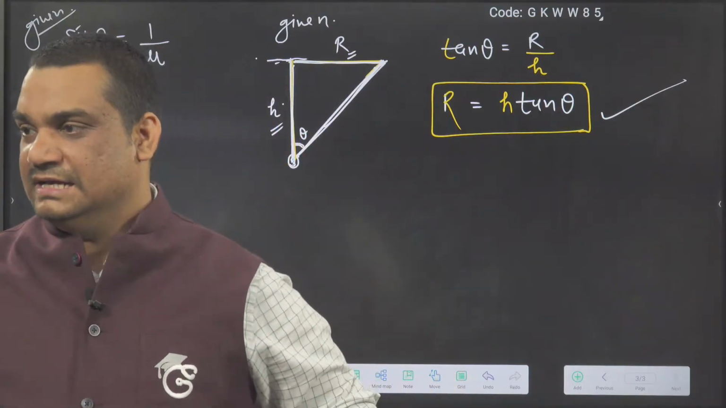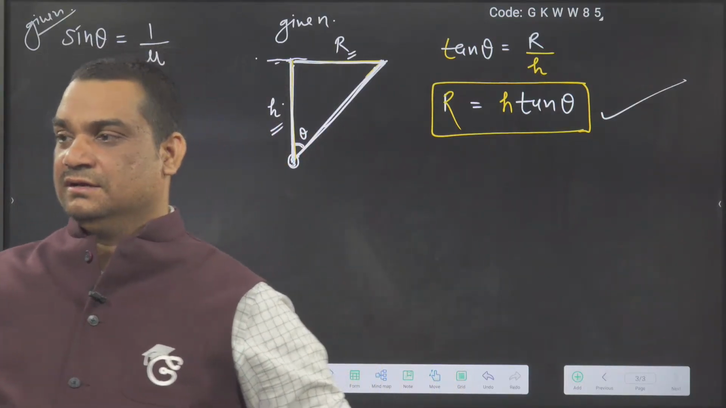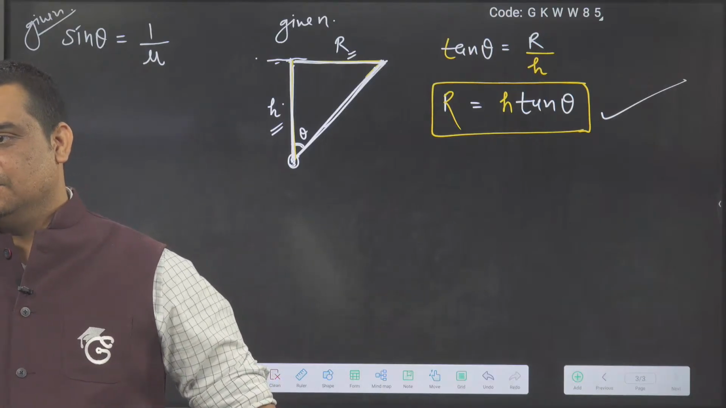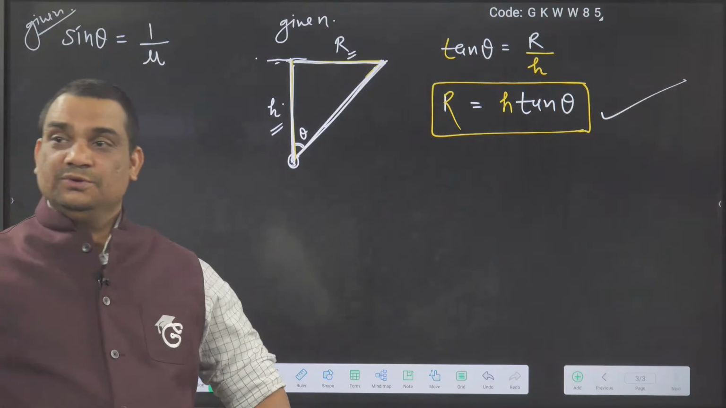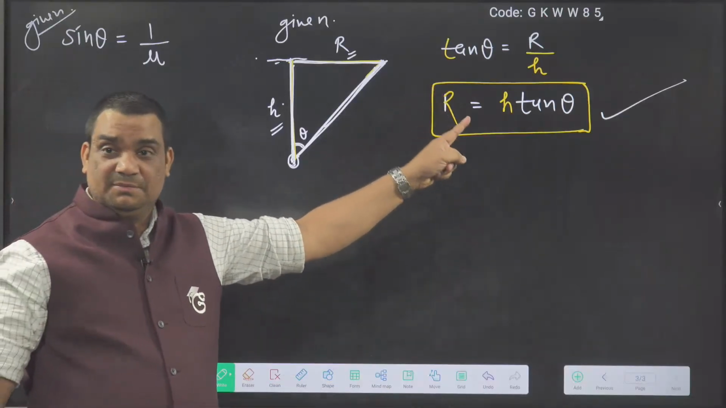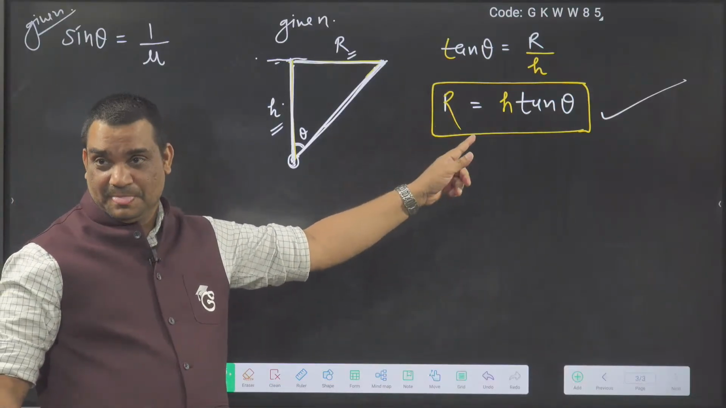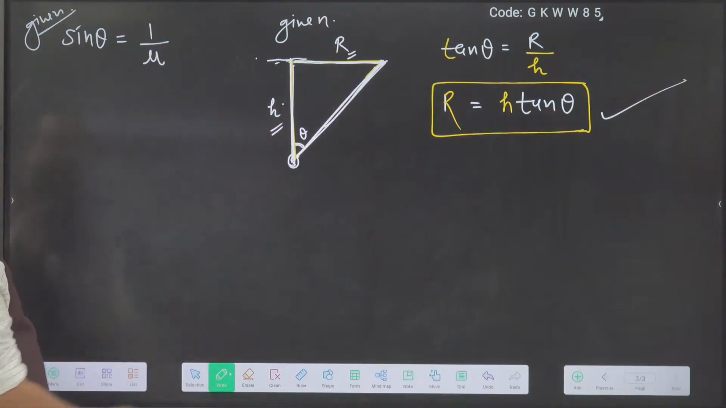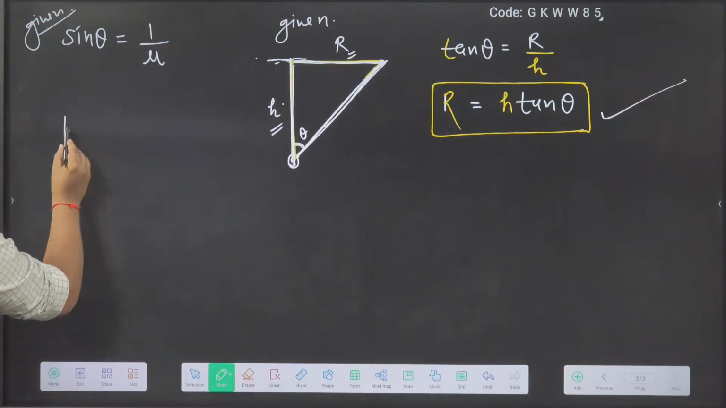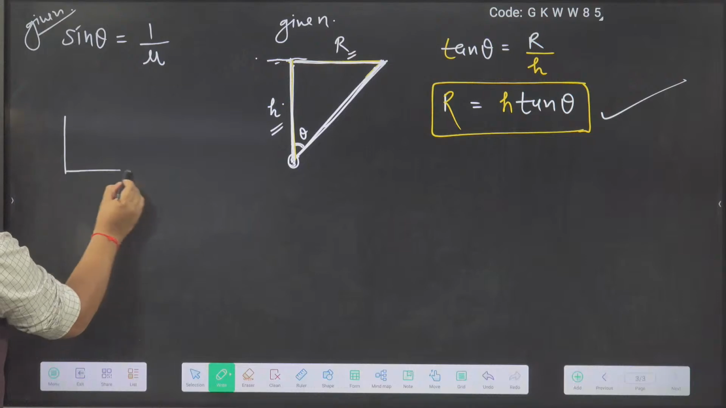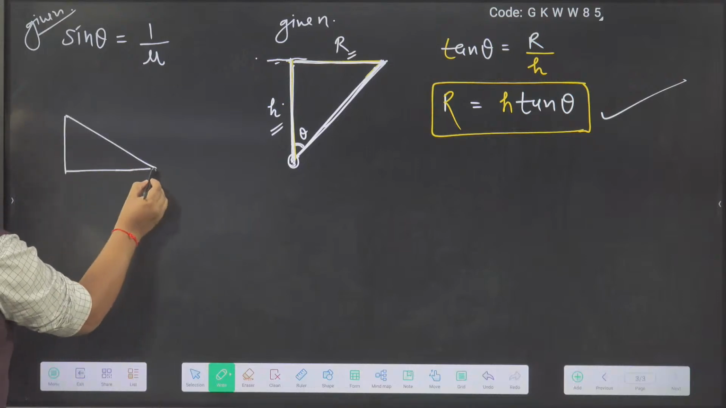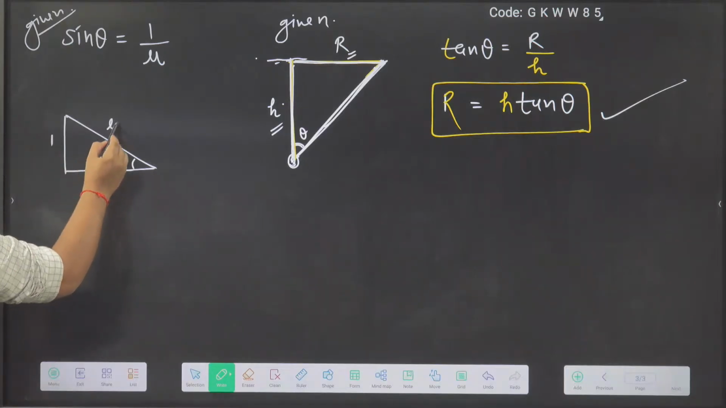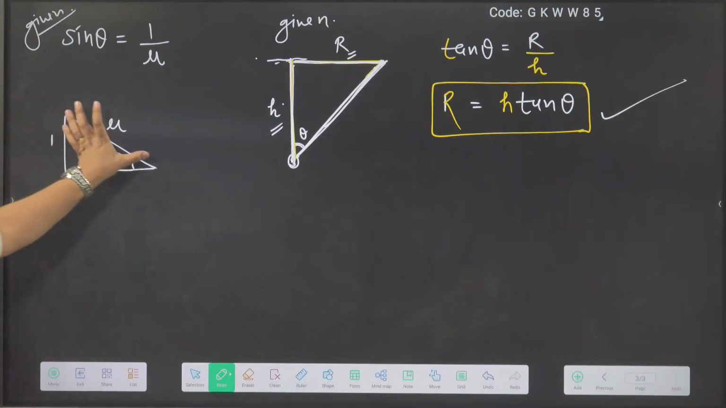So now you can write that tan theta equal to r by h, so r equals h tan theta. Now you need to replace this tan theta because tan theta is not given to you. Tan theta you have to figure out. You know sine theta here, so you will make one triangle like this. If I take this as theta, sine theta will be 1 divided by this mu, perpendicular by hypotenuse.